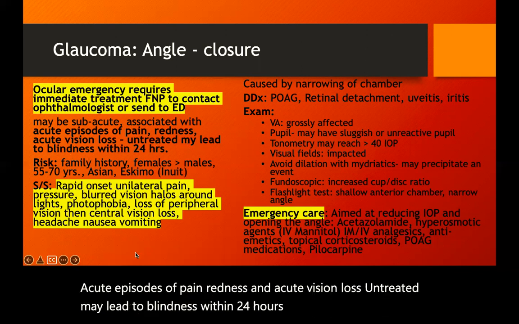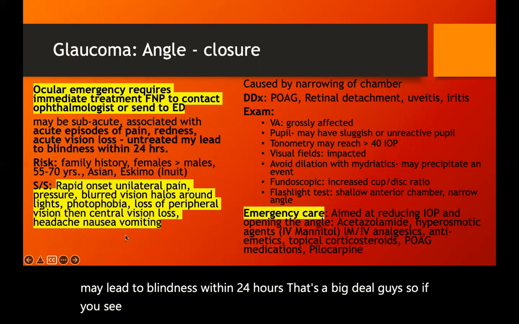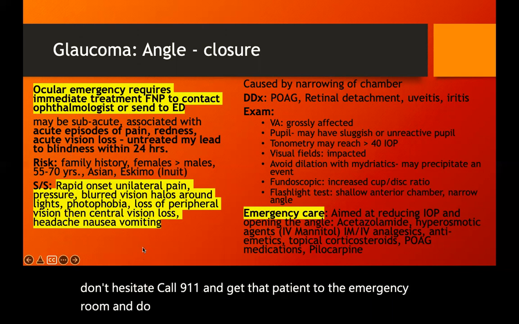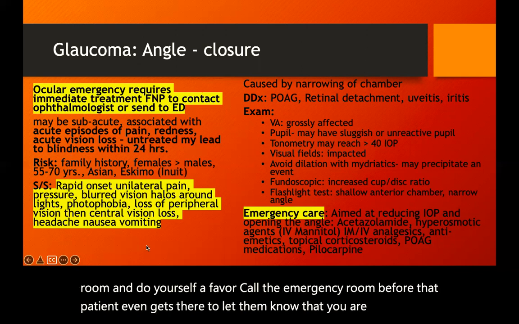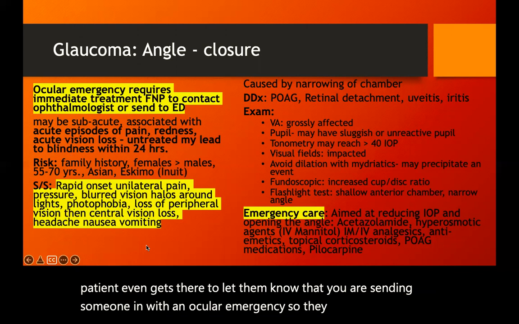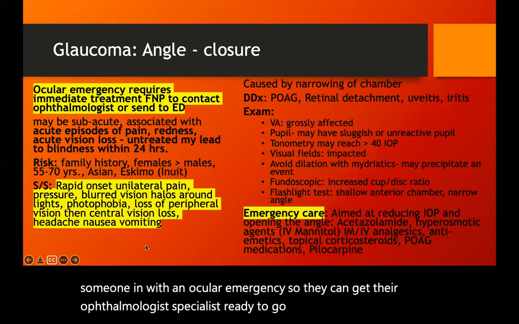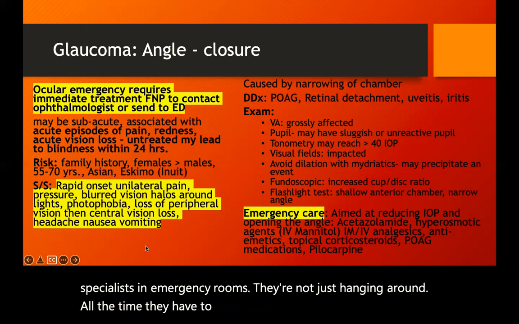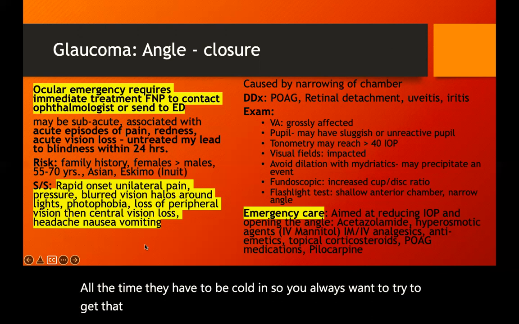That's a big deal, guys. So if you see anything that's out of your realm and you just aren't sure, don't hesitate. Call 911 and get that patient to the emergency room. And do yourself a favor, call the emergency room before that patient even gets there to let them know that you are sending someone in with an ocular emergency so they can get their ophthalmologist specialist ready to go. Because ophthalmologist specialists in emergency rooms, they're not just hanging around all the time. They have to be called in. So you always want to try to get that notification to the emergency room before your patient gets there.